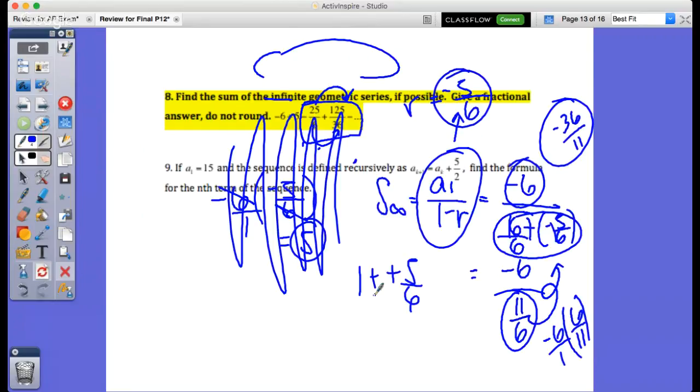But then how'd you get negative 36 over 11? Oh, good question. So I flip this to the top, and so I multiply by the reciprocal. So negative 6 times 6 over 11. Despite the existential crisis that everything we've learned in school is pointless, this actually is not hard.